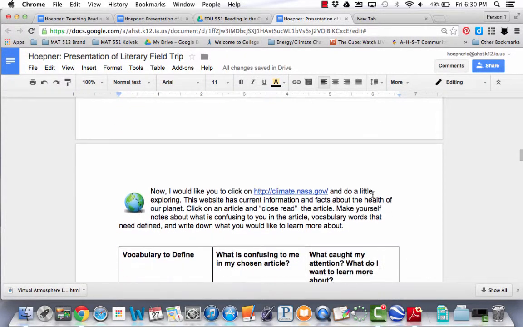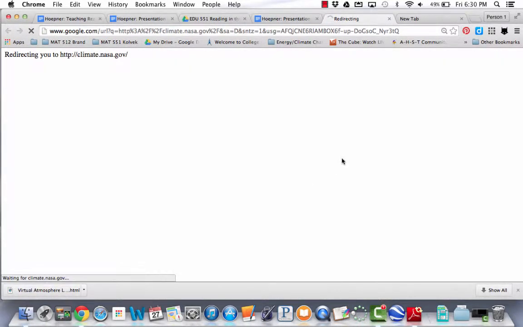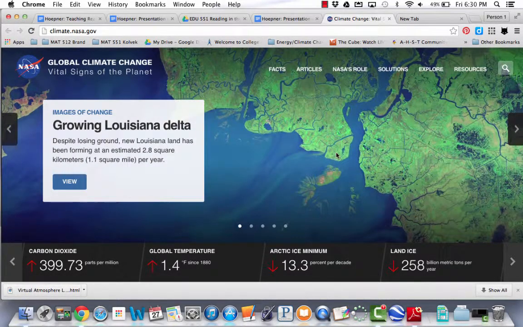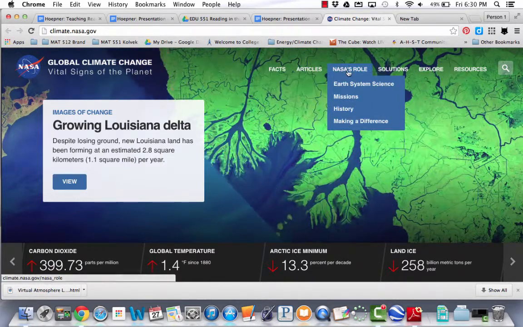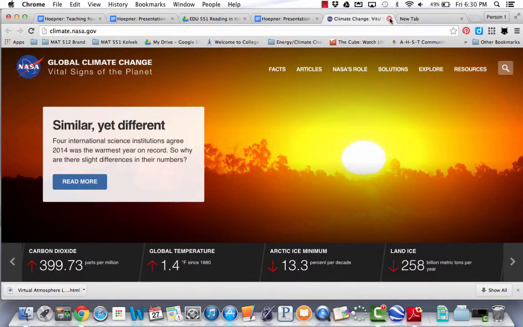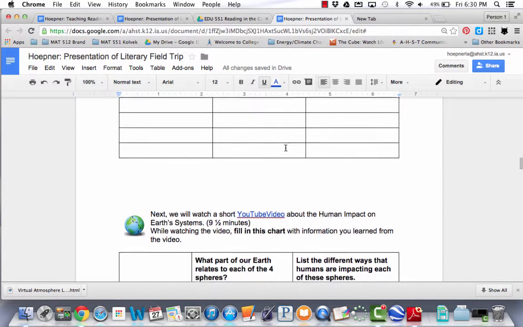We will be studying lots of books. And then there's a website here I will have them click on. You can get lots of vital signs about the planet. There are different articles, different facts, lots of things. I'm going to have them choose an article from this website, and then write the vocabulary, what is confusing in the article, what caught their attention, and what they want to learn more about.